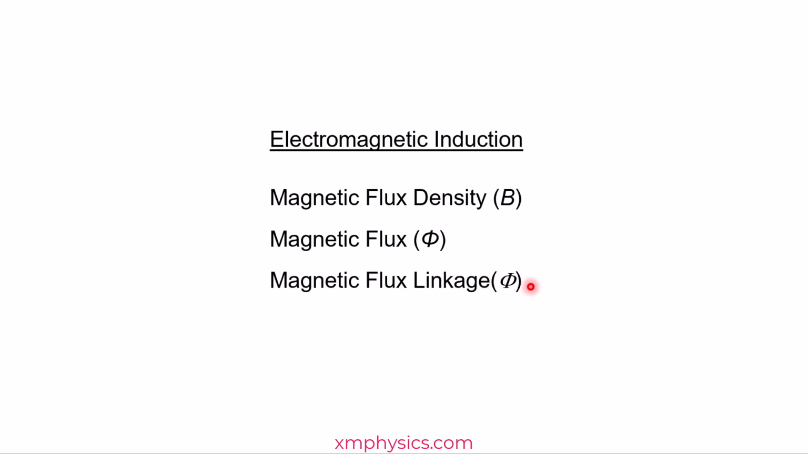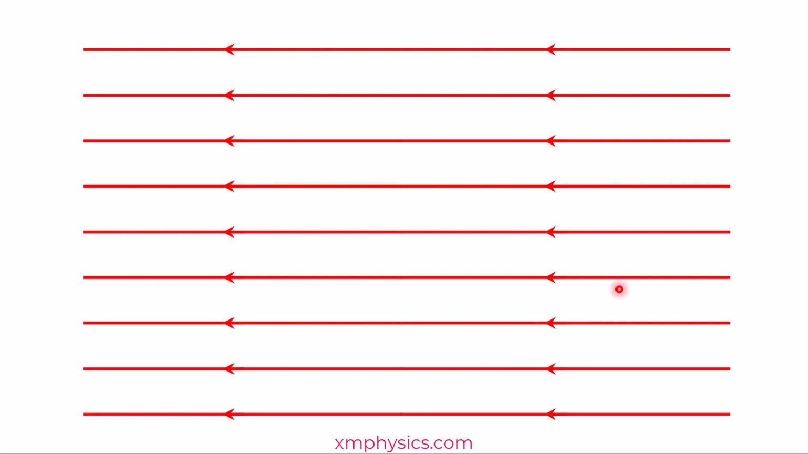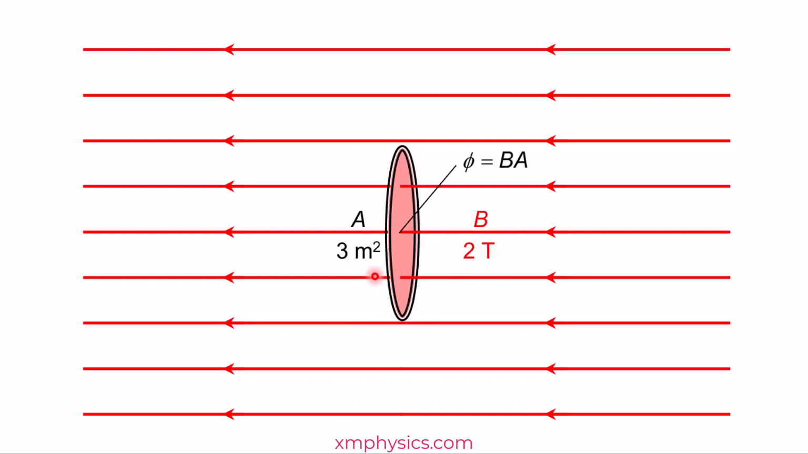So let's say we have this region here, a uniform magnetic field B, and let's say we have a coil which has a cross-sectional area of A. Then we say that the flux of this coil is B times A. Let's use some numbers. Let's say the magnetic flux density is 2 Tesla and the cross-sectional area of this coil is 3 meters squared. Then what is the flux of this coil? 3 times 2, 6 Weber. So Weber is the SI unit for magnetic flux.